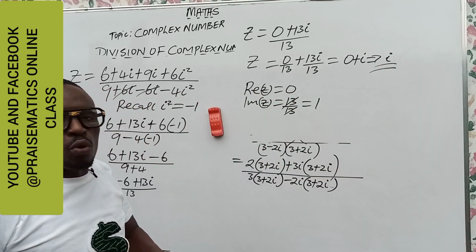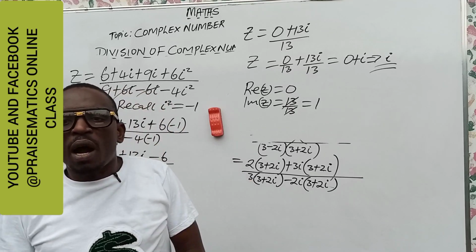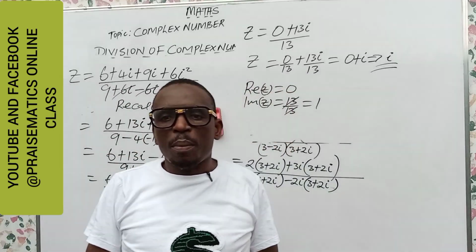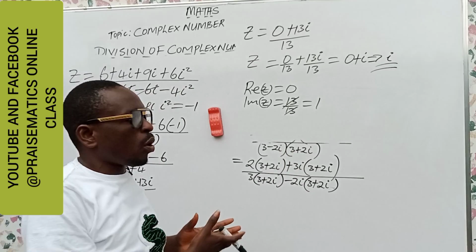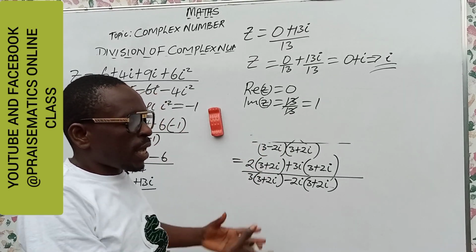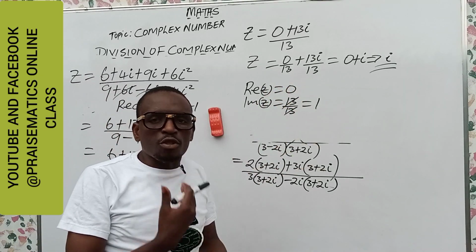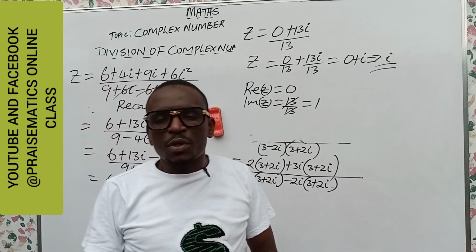So that is how to do complex numbers, and that is how to divide two complex numbers. So whenever you see such a kind of question, you follow it sequentially and get down to the last answer. Get your Re Z and get your Im Z.